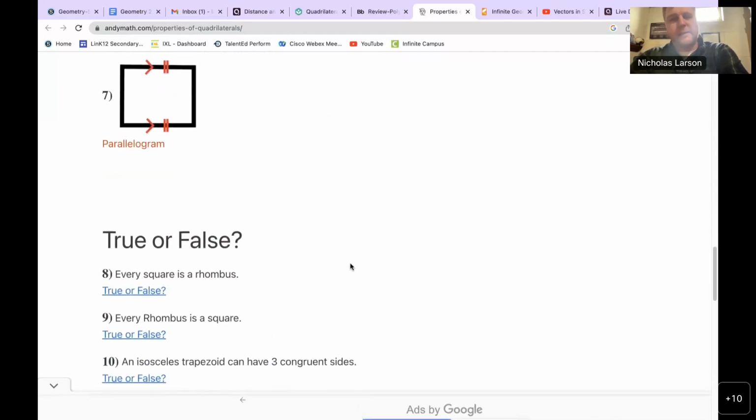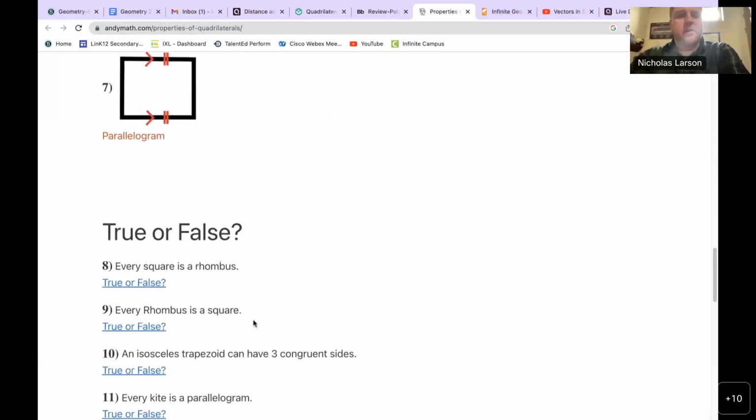All right, let's keep going. Every square is a rhombus. True or false? Let's have everyone go ahead, give us your best. Type T in the chat for true, F in the chat for false. Every square is a rhombus. That is going to be true.